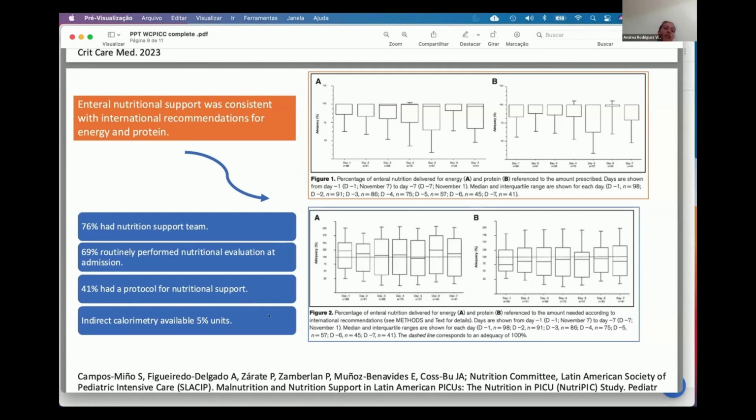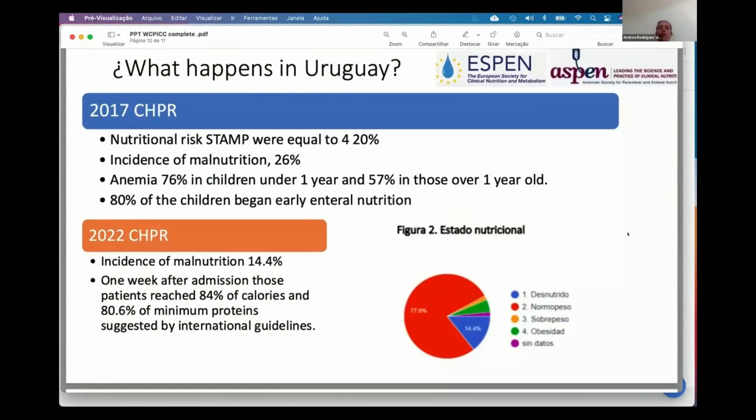Other interesting facts from this show is that 76% of the units had a nutritional support team, 69% routinely performed nutrition evaluation at admission, 41% had protocols, and indirect calorimetry was just available in 5% of the units of Latin America. The next slide, Arthur. From Uruguay, we'd like to show you two articles that are just brief.